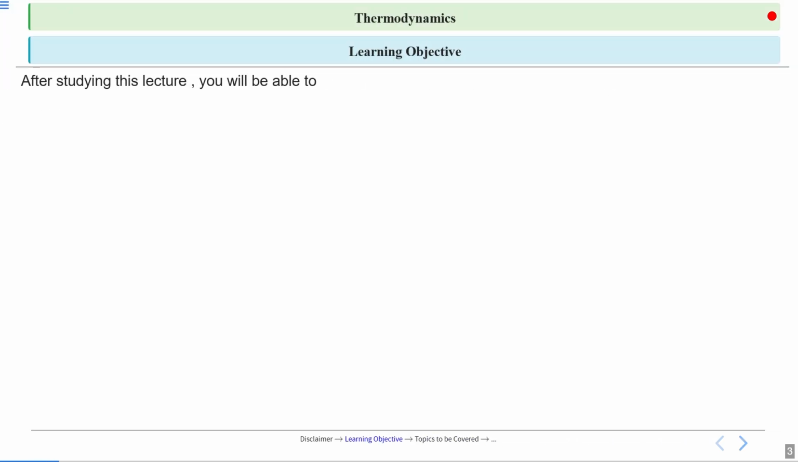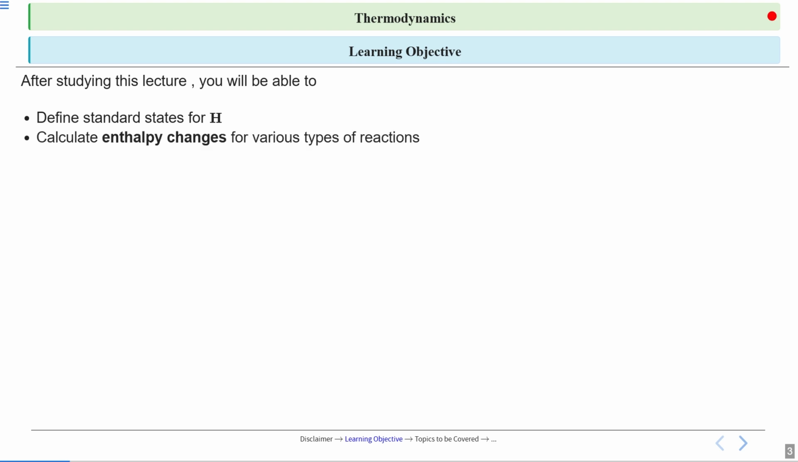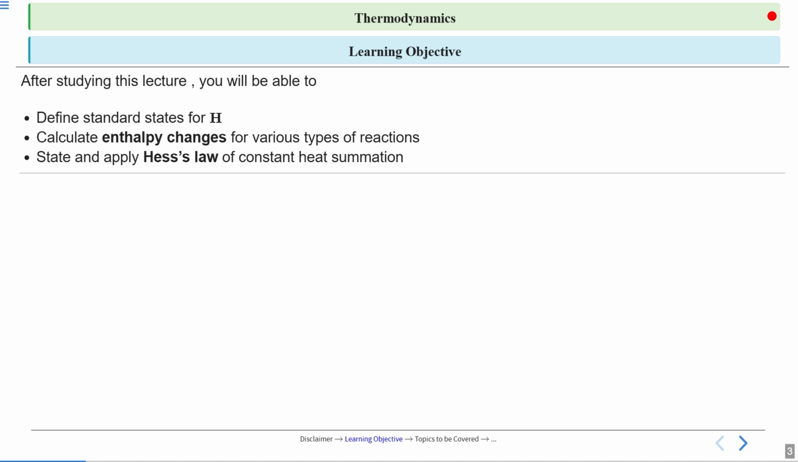Now, in this lecture, our objective would be to look for the standard states of H. So we have different definitions for enthalpy of reaction in different conditions. We will look upon that and we will try to calculate the enthalpy change for those reactions. Then we will look at a very important law, which is called Hess's law of constant heat summation. We'll try to understand it as well as apply it on a given example.